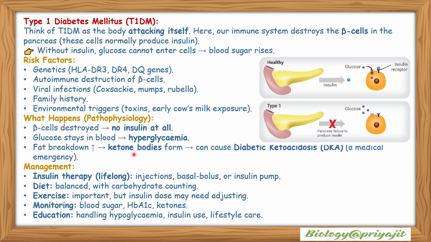Management: insulin therapy, which is a lifelong process, with injections, basal bolus or insulin pump. Diet balanced with carbohydrate counting. Exercise is important, but the insulin dose may need adjusting. Monitoring: blood sugar monitoring, hemoglobin A1C, ketone bodies, etc. Education: handling hypoglycemia, insulin use, lifestyle care, etc.